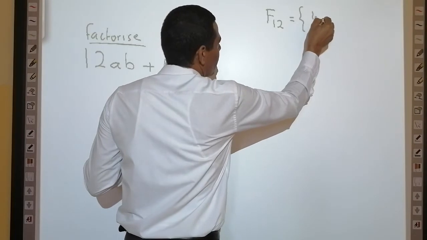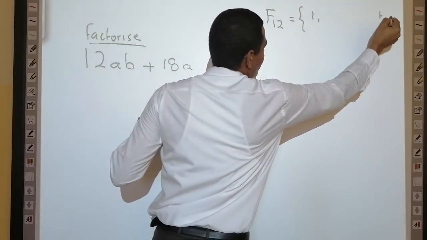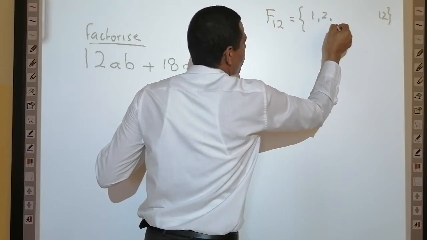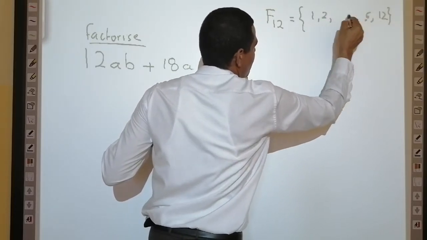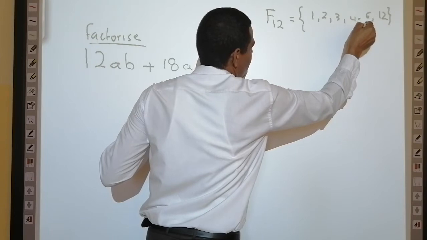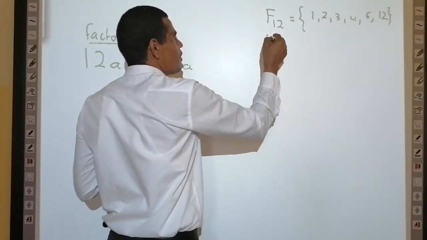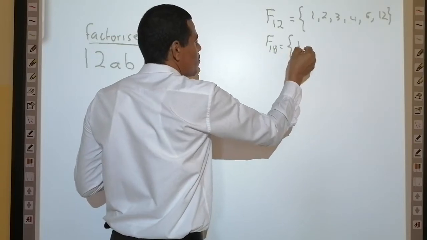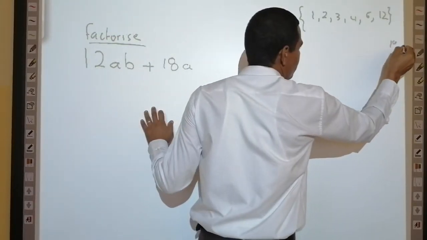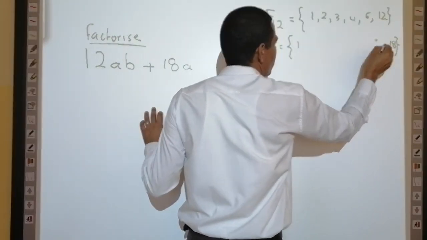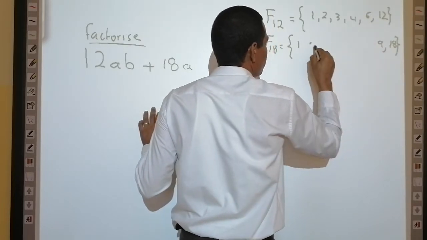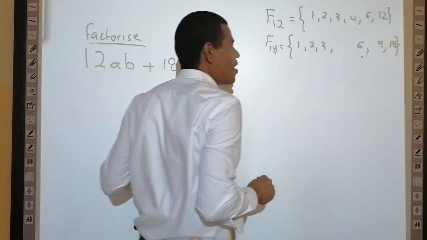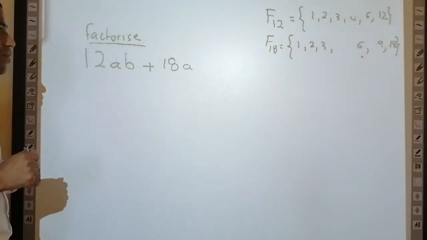1 multiplied by 12, good boy. Then 2 multiplied by 6, yes, and 3 multiplied by 4, yes. These are the factors of 12. Factors of 18, my dears, are what? 1 multiplied by 18, then 9 multiplied by 2, then 3 multiplied by 6. These are the factors of these two numbers.